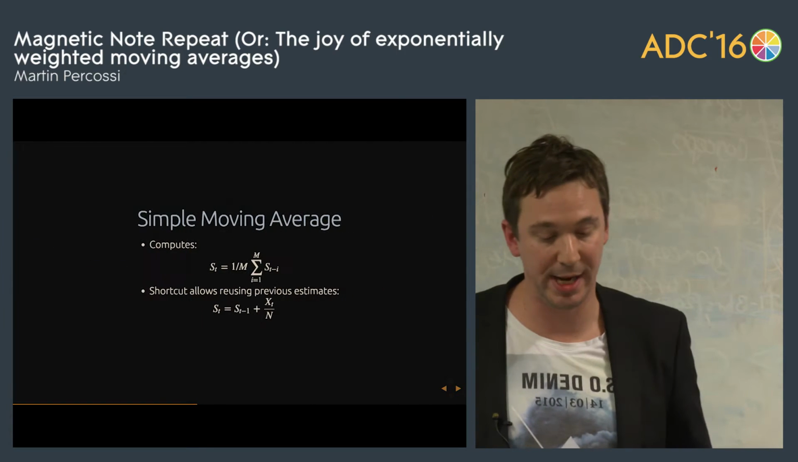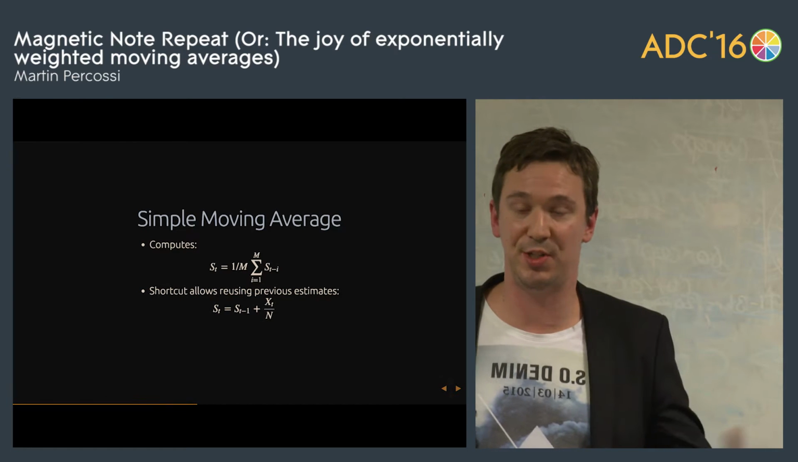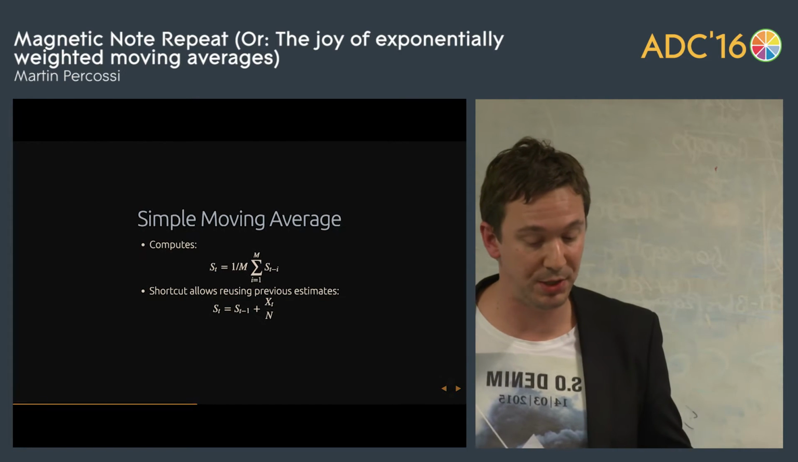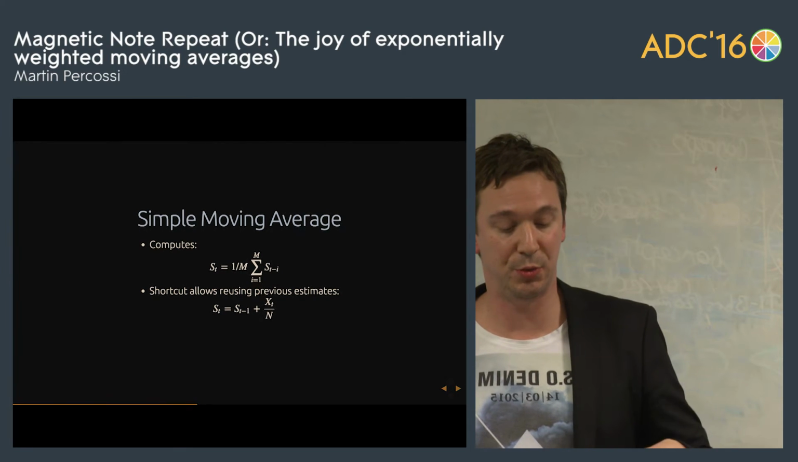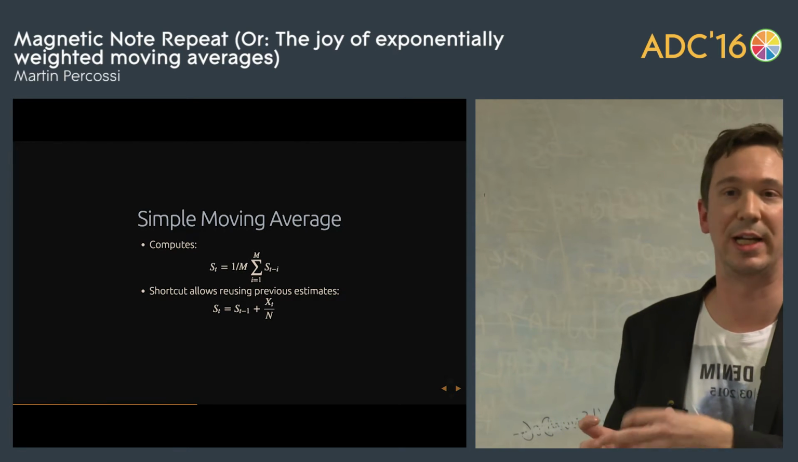So, real simple. A simple moving average does the simplest thing possible, which is it takes that window and does a simple average over that window. The nice thing is there's a shortcut to reuse the previous estimate, so you don't actually have to do this order m operation at each step.